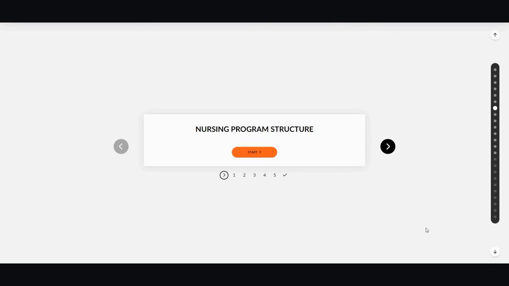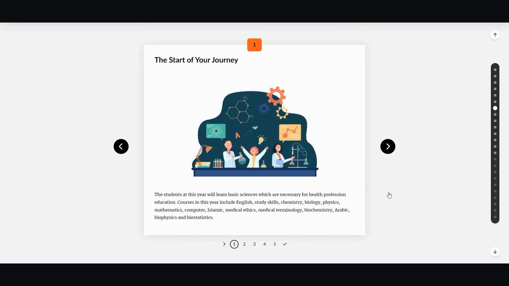Nursing program structure. Here you're going to have an insight about what you're going to study exactly if you specialize as a nurse. So the first year, this year that you are in now, this is the start of your journey, the preparatory year.